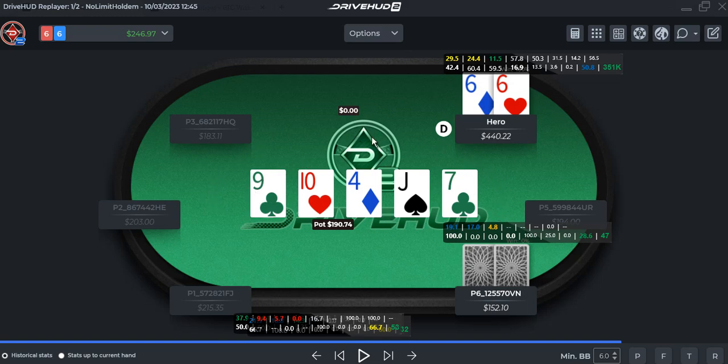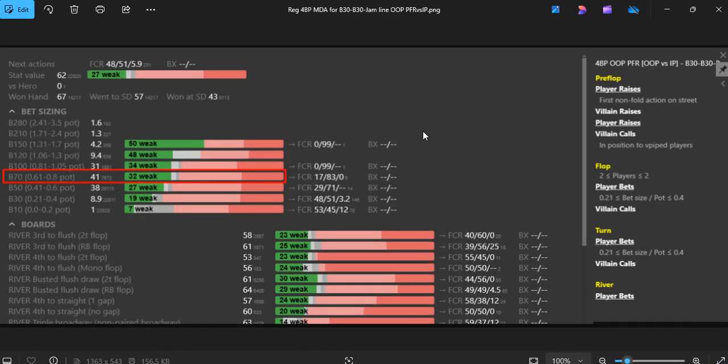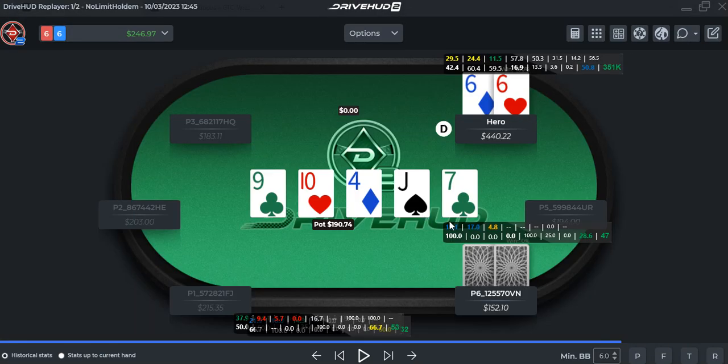He has a hand like king queen suited possibly, but I don't think he will bet a hand like aces or kings on this very scary run out. That means he's more polarized than theory. We also have to take a peek at Reg MDA in the bet 30 jam line at an out of position pre-flop raiser. What do you notice? You notice that the sizing is over bluffed. So two data points that show it over bluffed.